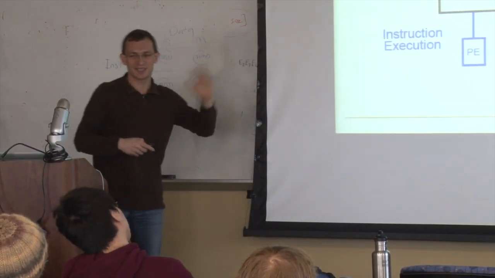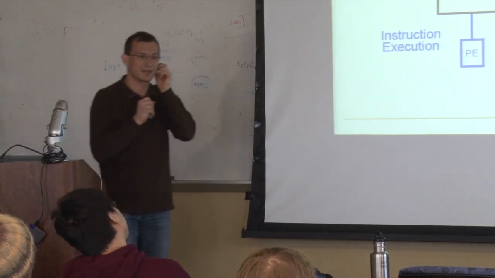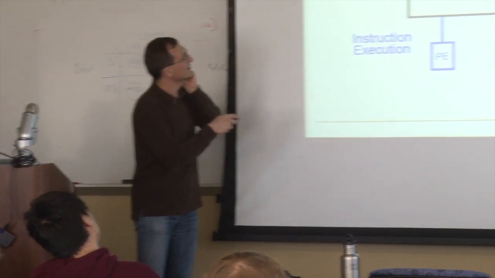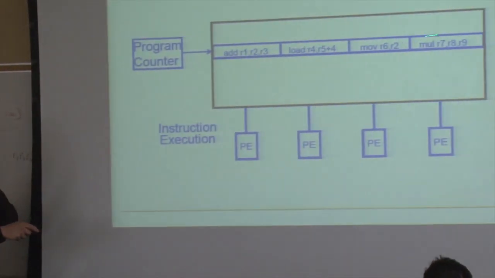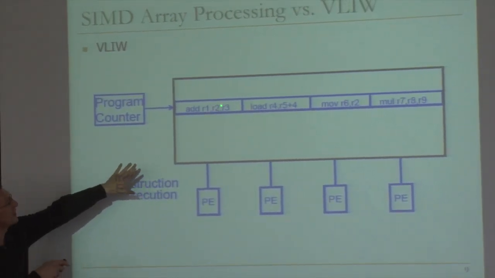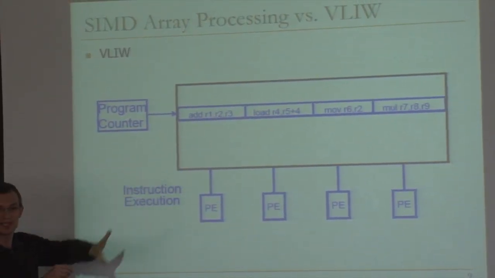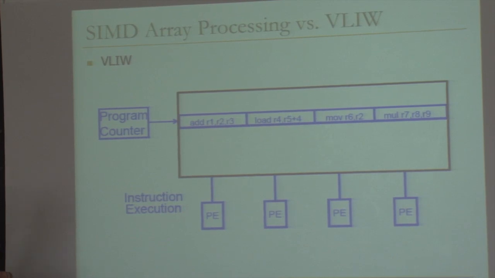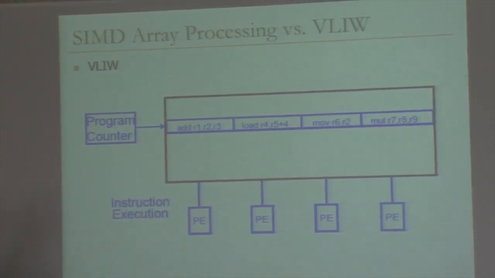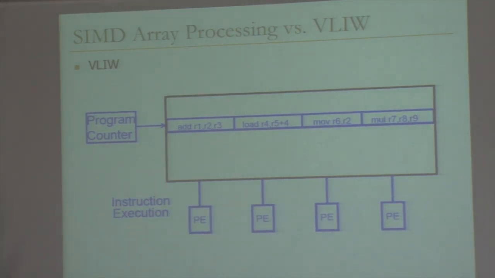OK. So what's the difference between this and VLIW? Remember, we talked about VLIW, very long instruction word, where an instruction actually encodes multiple operations, right? And the compiler packs those multiple operations such that they're independent of each other, and the hardware can simply execute them, right, without checking for the dependencies. This is what a VLIW processor conceptually looks like.